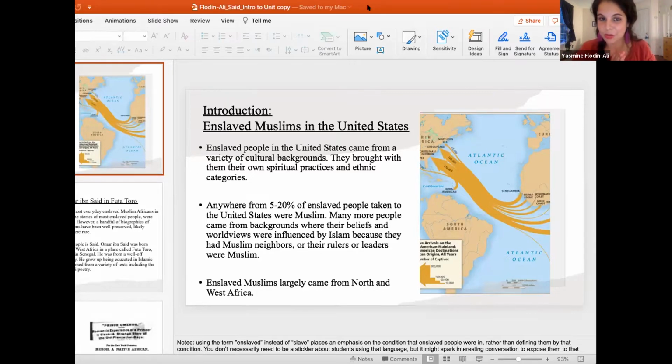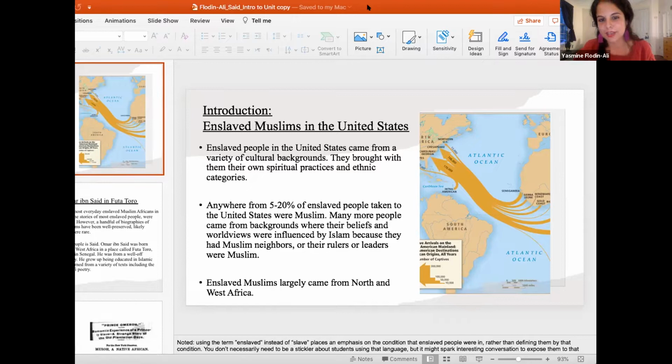So the first slide is an introduction that enslaved people in the United States came from a variety of cultural backgrounds, and they brought with them their own spiritual practices and ethnic categories. I think this is one of the most immensely powerful things that we can teach students: that people, when they came to the US, even through the trauma and horror of the Middle Passage, were not blank slates. They brought things with them that continue to influence the way that cultural practices developed in the US, that even we can see today. I think that's super powerful.